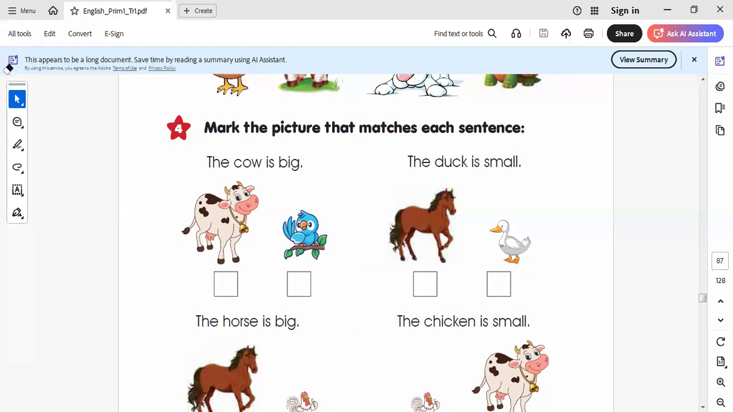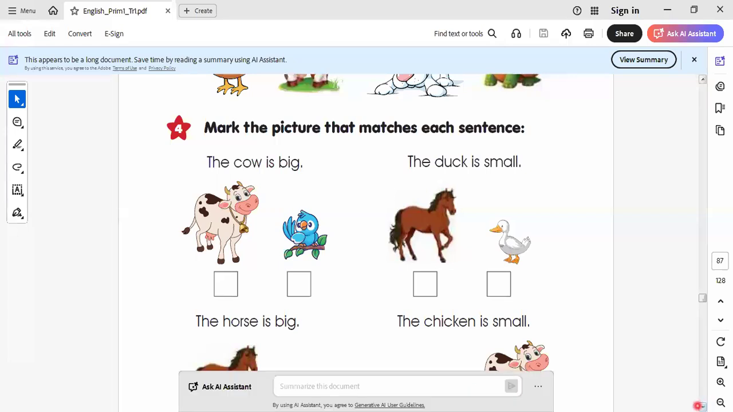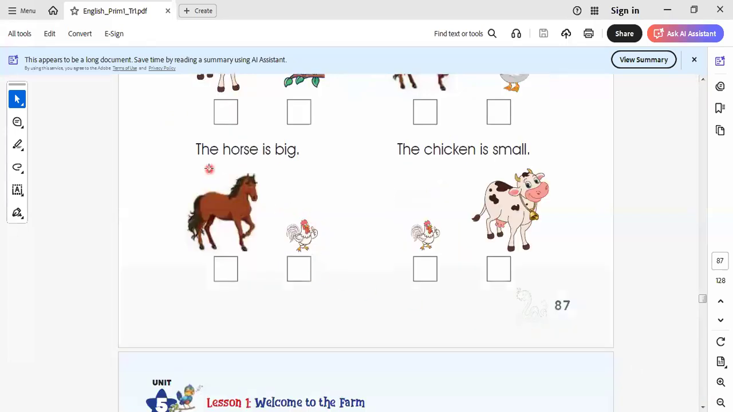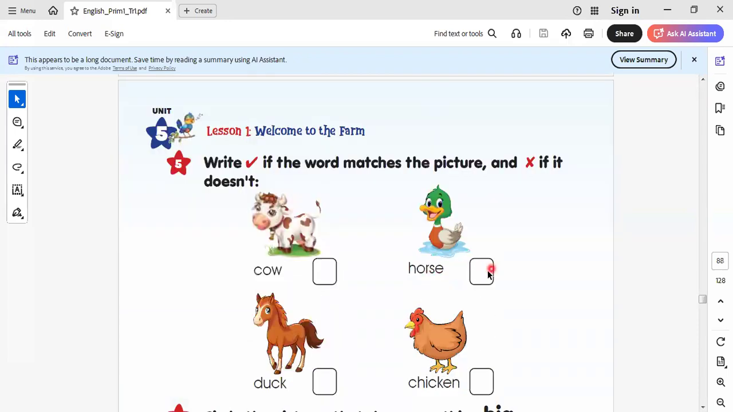Let's go to another one. Here we say the horse is big. Which one is the horse? This one. The chicken is small. Which one is the chicken? This one. Let's go to another item here.